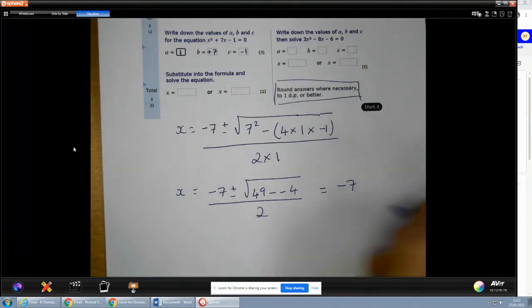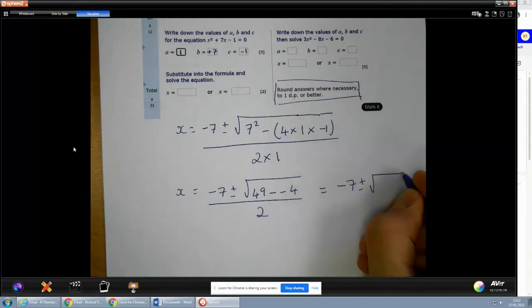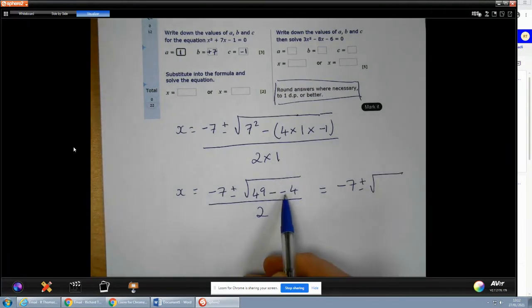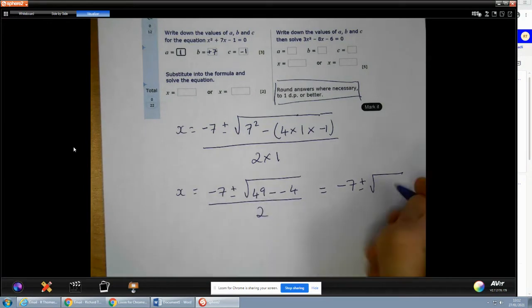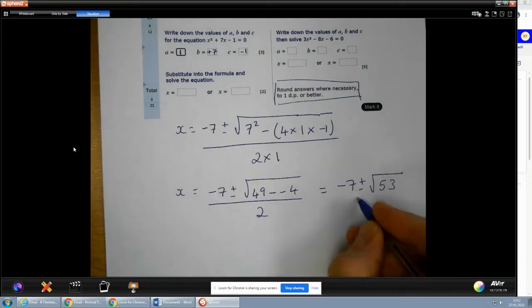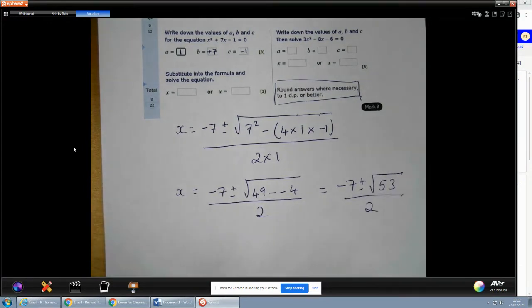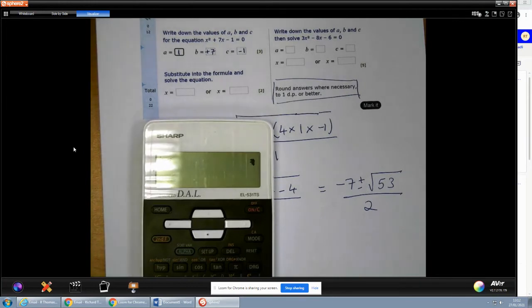So that's minus 7 plus or minus, right. Now 2 minuses make a plus, you know that. So 49 plus 4 is 53, and that's all over 2. Now at this point, I would say go get the calculator. And as if by magic, here's mine.